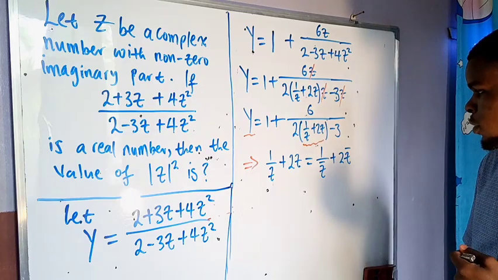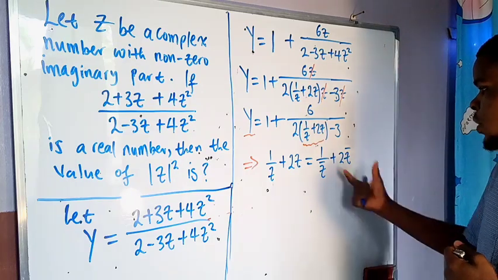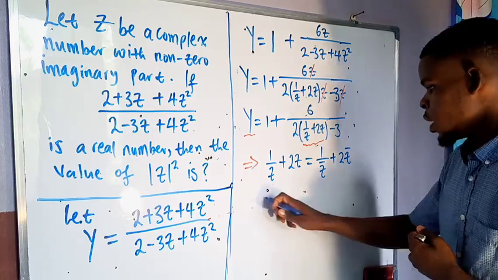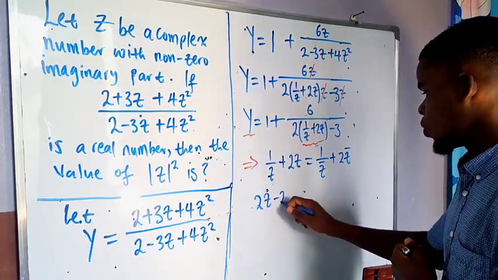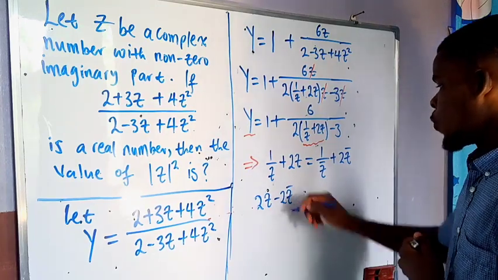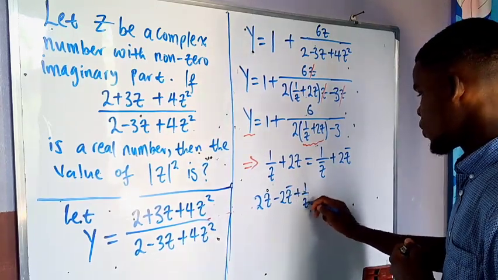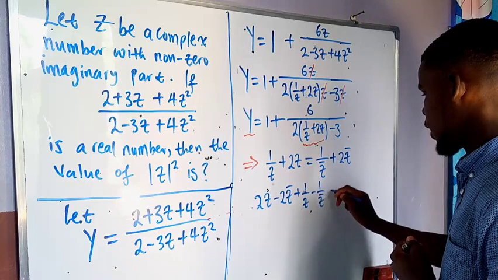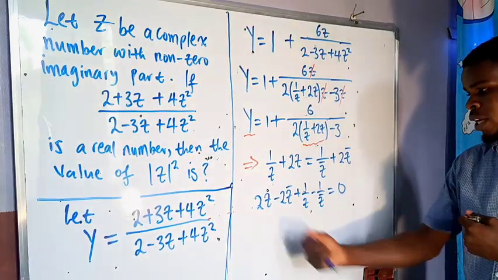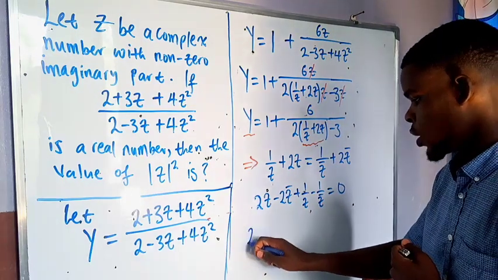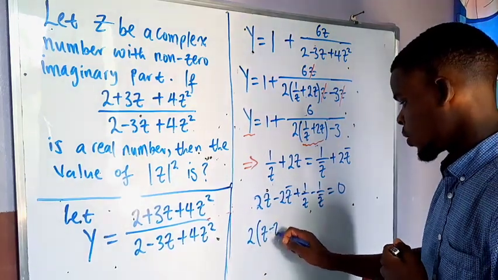Okay, so that tells us that if you want to take everything to the left hand side, you're going to have 2z minus 2z bar, plus 1 over z minus 1 over z bar, equal to just 0 on the right hand side. But we can factor a 2 out here. We're going to have 2 into z minus z bar, right?